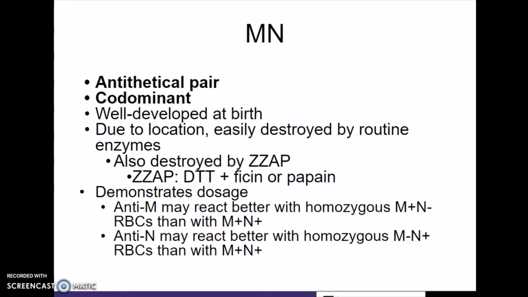And something else that is important to know about M and N is that they demonstrate dosage. So when you're doing something such as an antibody cross-out, you want to make sure to choose a cell that is M positive and N negative. So you've already encountered something like this, and you'll probably see it in other presentations. But specifically for anti-M, you may want to use cells that are M positive and N negative, homozygous, and vice versa for anti-N.